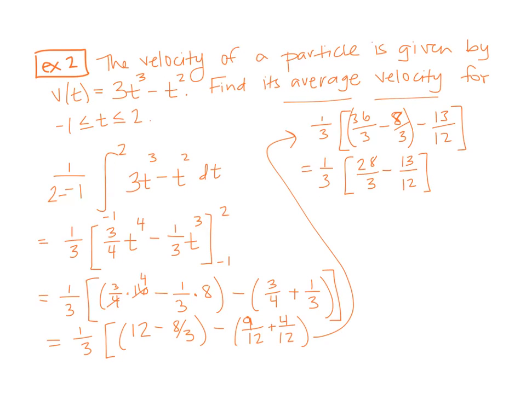I want to write them as a common denominator, so I have to multiply 28 by 4. I'm doing this without a calculator here. In real time. Okay, great. So this is really 112/12 minus 13/12. So that's 1/3 times, if we subtract, we'll get 99/12.